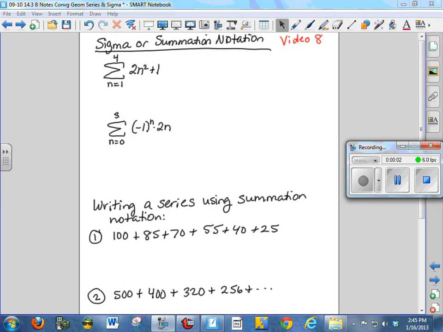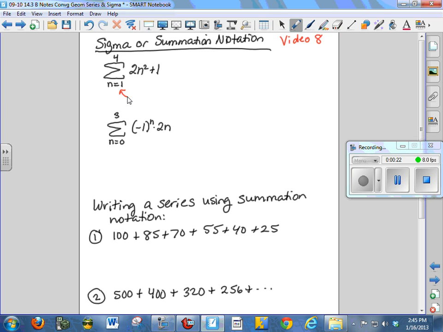This video is about summation notation, also called sigma notation, because this crazy symbol here is the capital letter S, or sigma, in Greek. Now, how do I read and interpret summation notation?